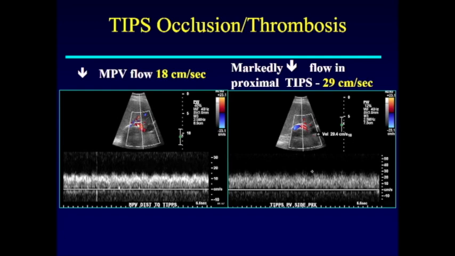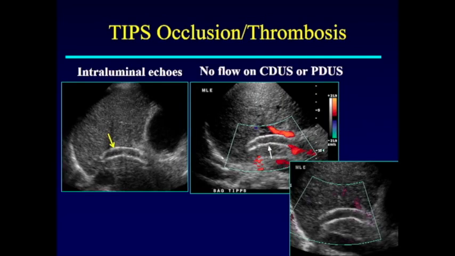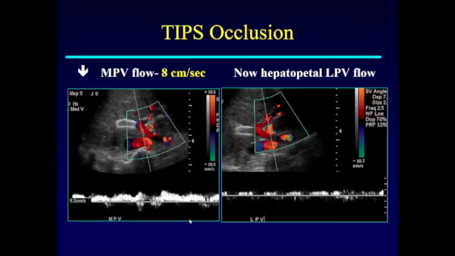In this patient, the main portal venous flow was 18 centimeters per second, so markedly decreased. The flow in the proximal TIPS was 29, so markedly decreased. And then in the mid and distal TIPS, there was no flow. You can also see this nicely here on the grayscale and the color Doppler and even power Doppler image. Again, you want to, of course, make sure you optimize all your color Doppler settings.